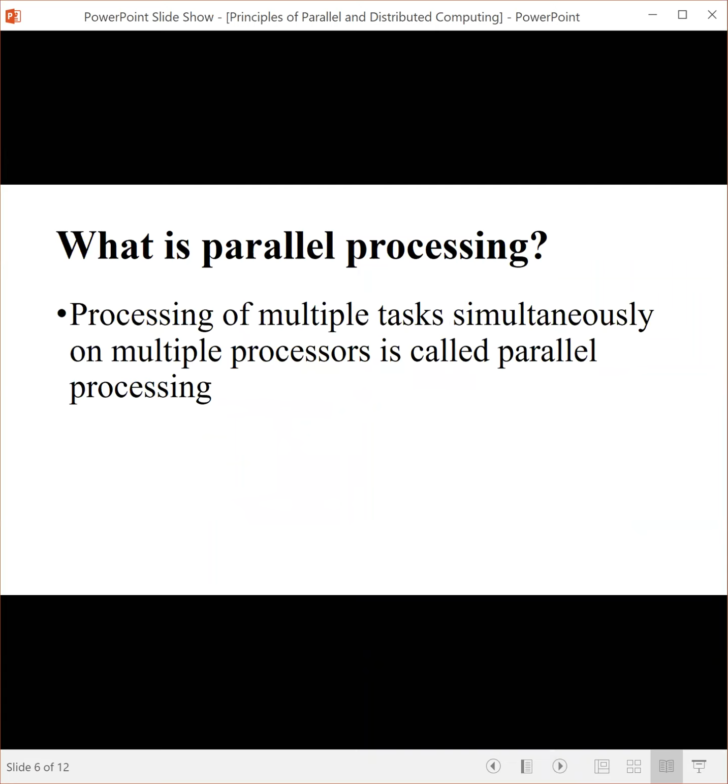Okay, what is parallel processing? Have any idea what is parallel processing? I already explained it, so it's a 2 mark question, that's why I put it in a separate slide. So what is parallel processing?